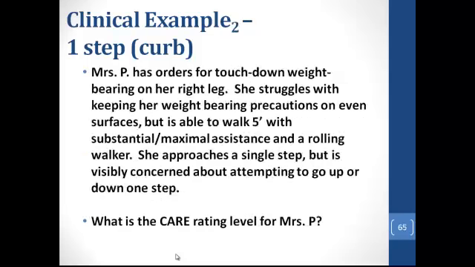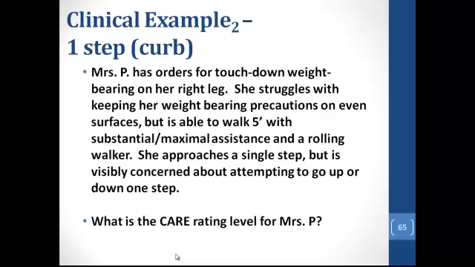Example 2 is Mrs. P, who has orders for touchdown weight bearing on her right leg. She struggles with keeping her weight-bearing precautions on even surfaces, but is able to walk 5 feet with substantial or maximal assistance and a rolling walker. She approaches a single step, but is visibly concerned about attempting to go up or down one step. What is the care rating level for Mrs. P?